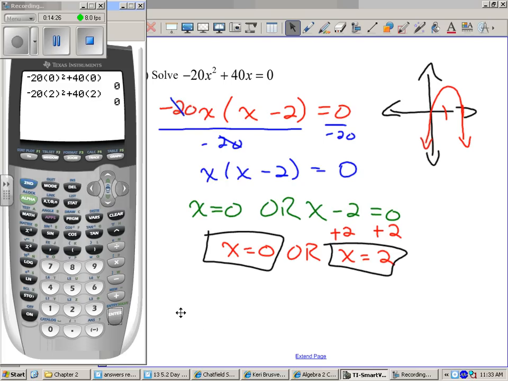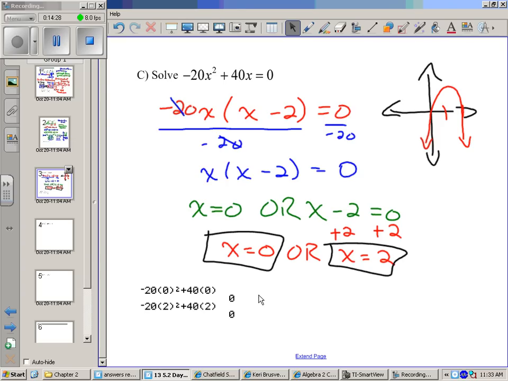So again, with my calculator, I'm able to check that these are my 2 zeros, my 2 roots, my 2 x-intercepts. These 3 phrases are interchangeable. They all mean the same thing. They're what x needs to be so that my equation equals 0.